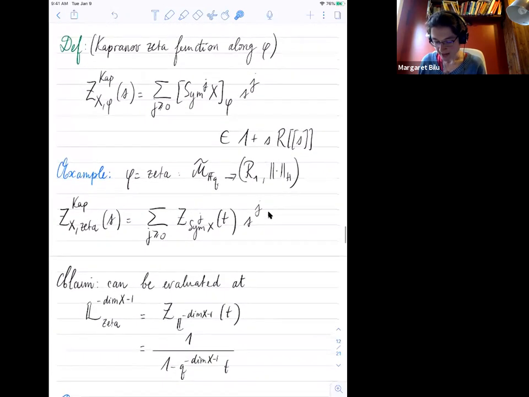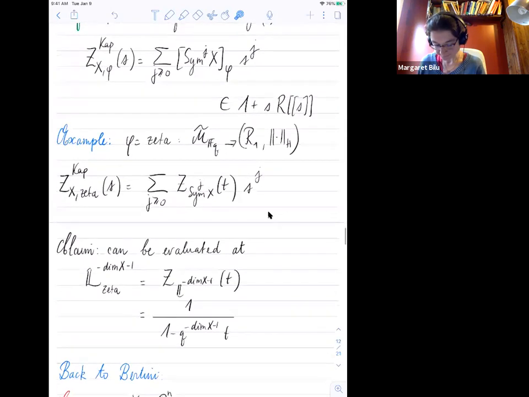Okay. Anyway, we know that this thing is rational. We know what its poles and zeros are, and so we know that this is neither a pole nor a zero, and so we can evaluate this, and we get something. And we know that it converges because it's rational.